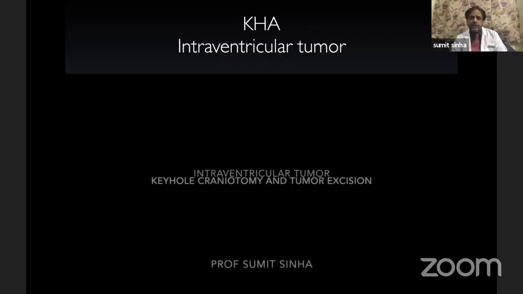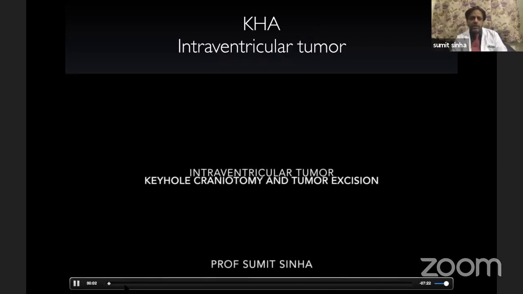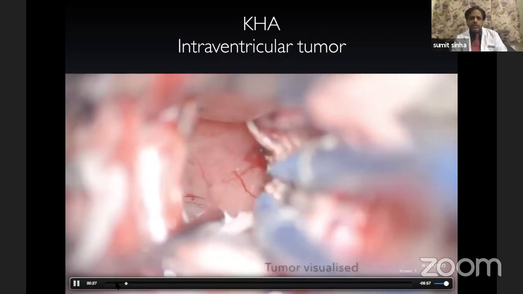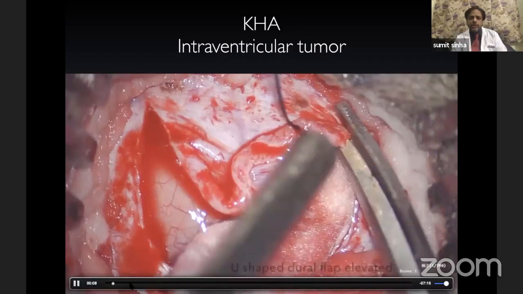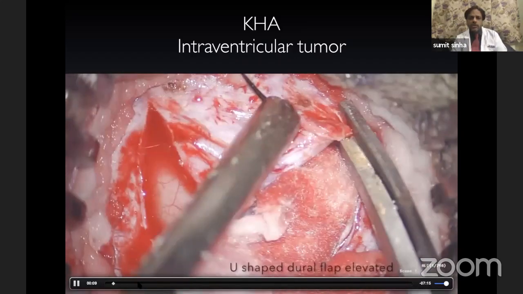Intraventricular tumor surgery, yes, this can be done through a small keyhole here, a 2 centimeter keyhole craniotomy, opening the dura and then doing the corticectomy.